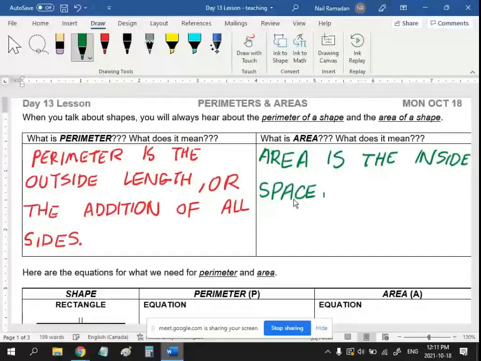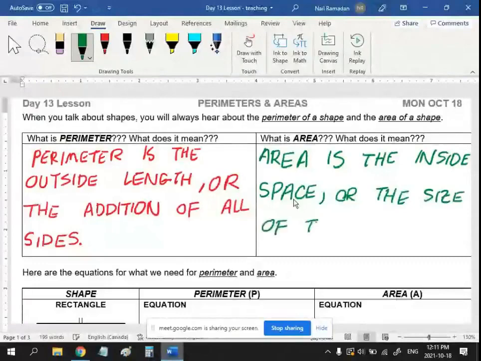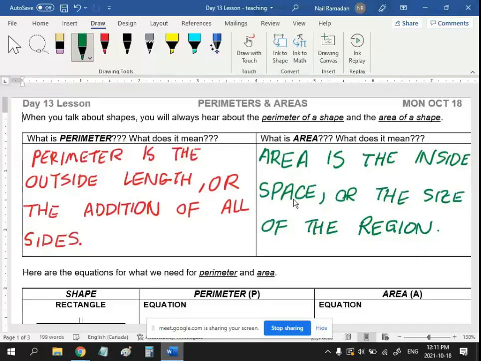Or we can say what? The size of the region. The size of the region. You know, when you buy a house, you're always interested in the area more than the perimeter. If you're buying a fence, then you're interested in the perimeter more than the area of the fence.